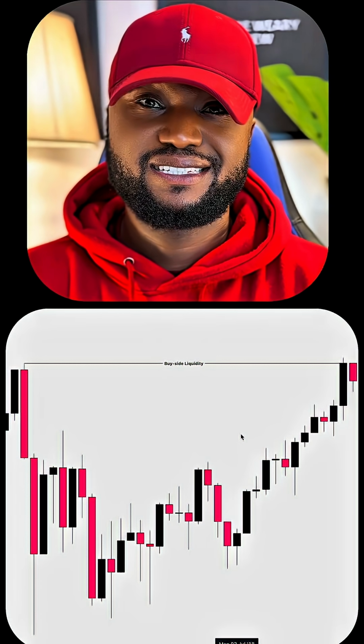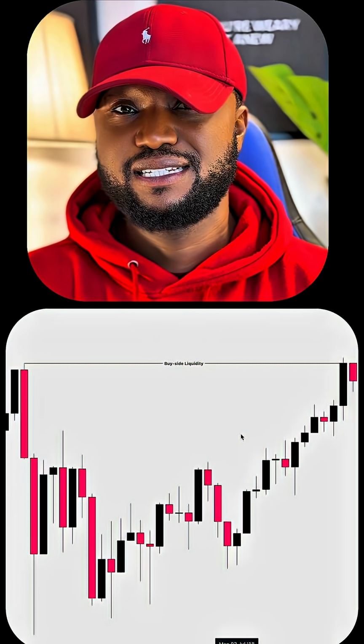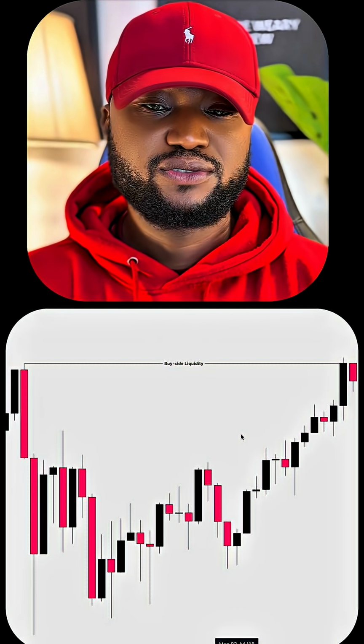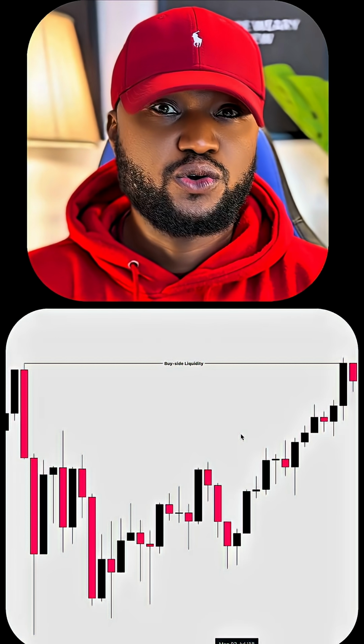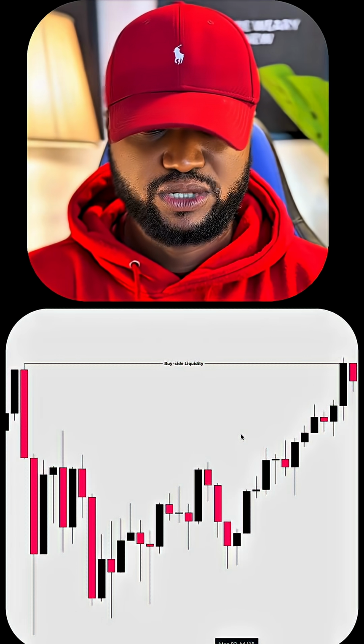Market makers sell and buy model is a model that thrives on liquidity system. So all you have to do is to locate your draw on liquidity, especially on the higher time frame. Let me show you an example here.